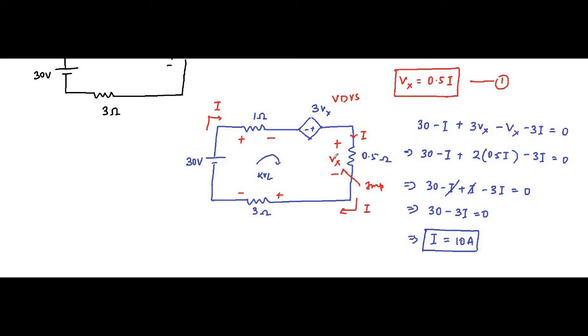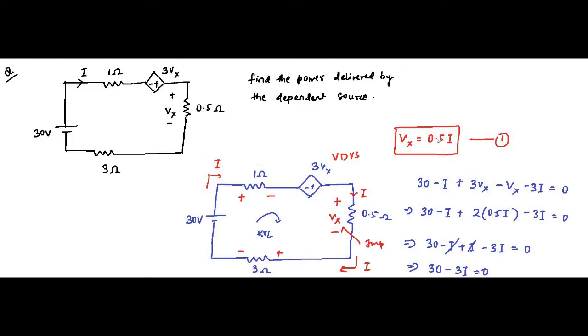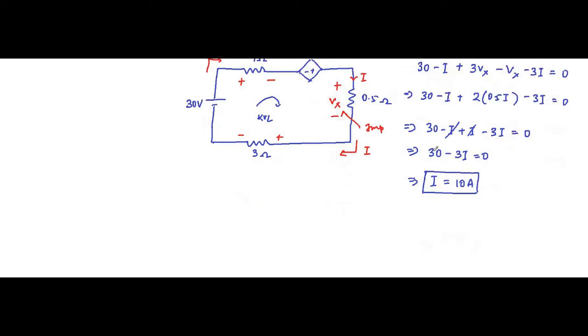Now Vx is equal to 0.5 I. So Vx is equal to 0.5 into 10, which is equal to 5 volt. Vx is equal to 5 volt. 3Vx will be equal to 3 into 5, which is equal to 15 volt.